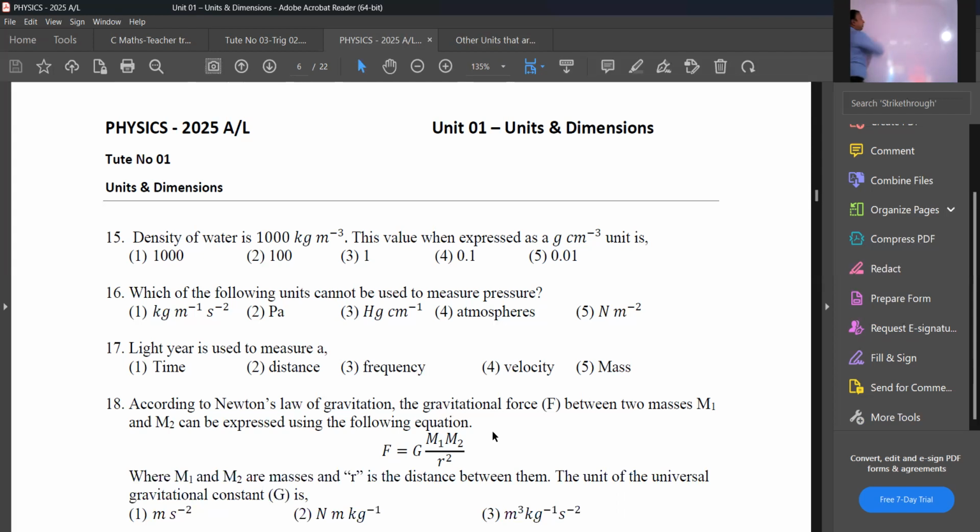Okay. Not per centimeter. It should be centimeter, not per centimeter.